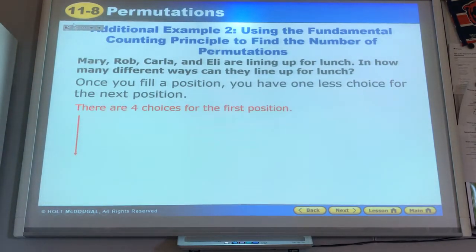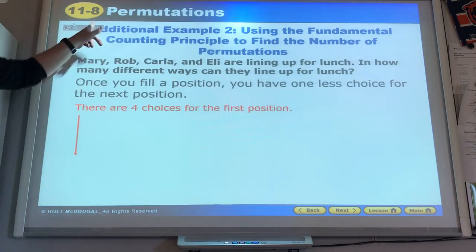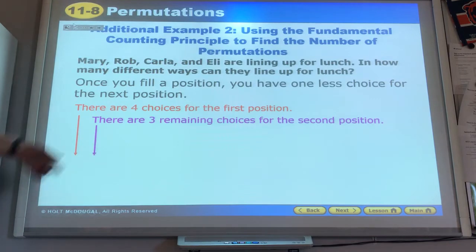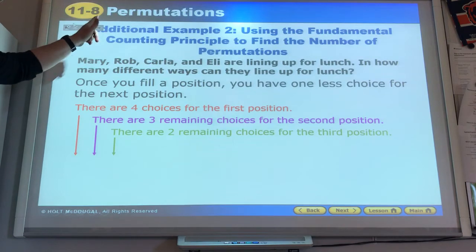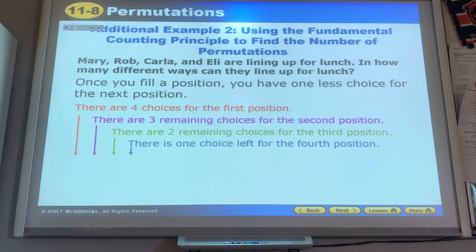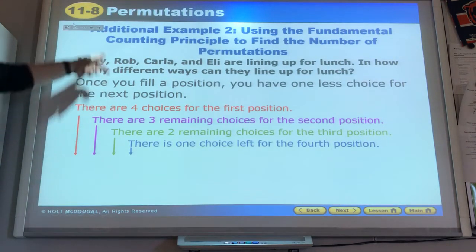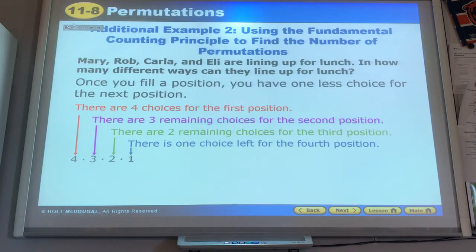There are 4 choices for the first position. Agreed? There are 3 for the second position, 2 for the third position, and the person that's left, that 1, is for the fourth position. Did you remember probability of events happening in order? We multiply the chances. So since there are 4 people in the order, we take 4 times 3 times 2 times 1. That is called a factorial.